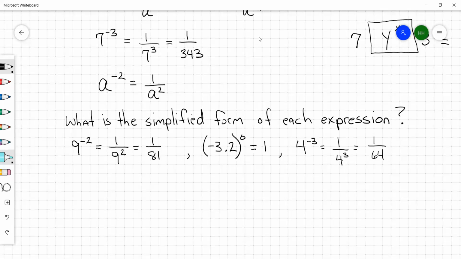Any idea? 3 raised to the negative 3rd power. All right, that's 1 over 3 to the 3rd. That's equal to 1 over, what's 3 to the 3rd? Anybody know? Good, 27. How about 6 to the negative 1? That's 1 over 6 to the 1st. 6 to the 1st is just 6, so we can just say 1 over 6.